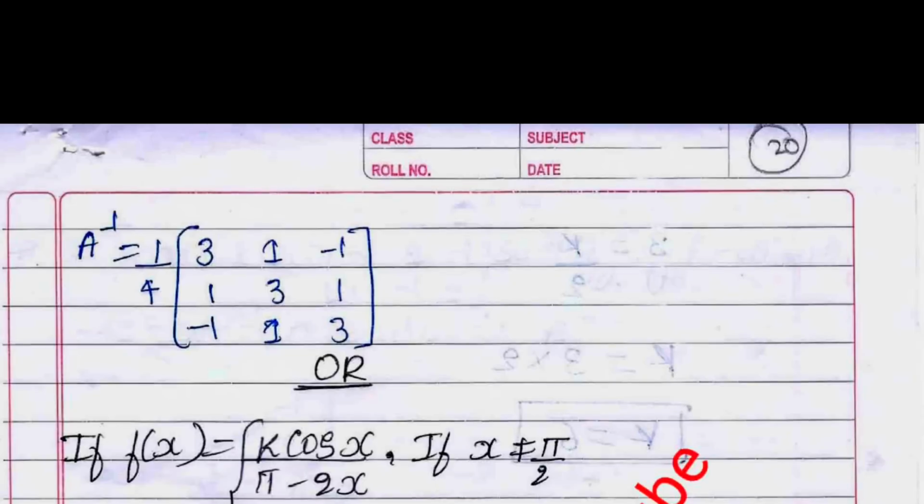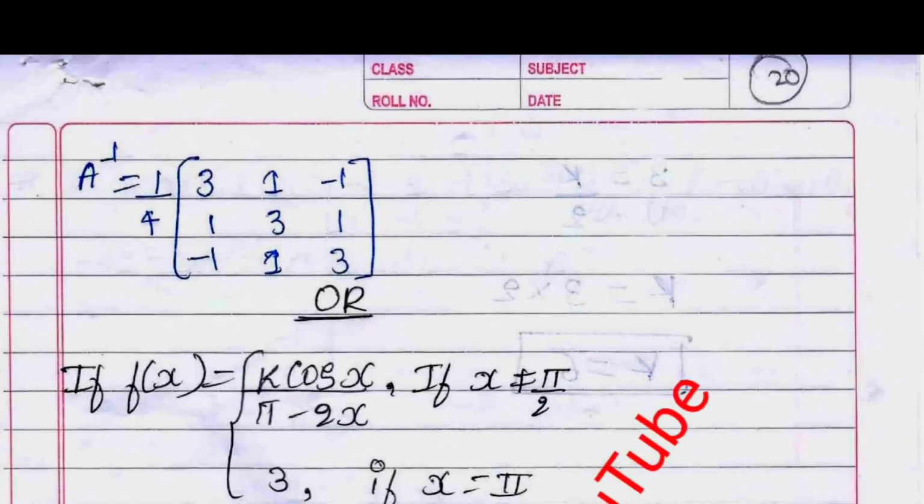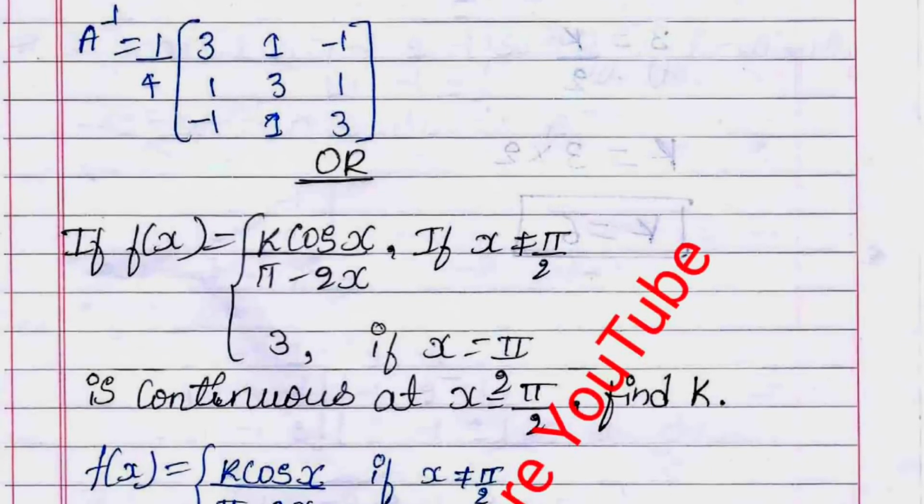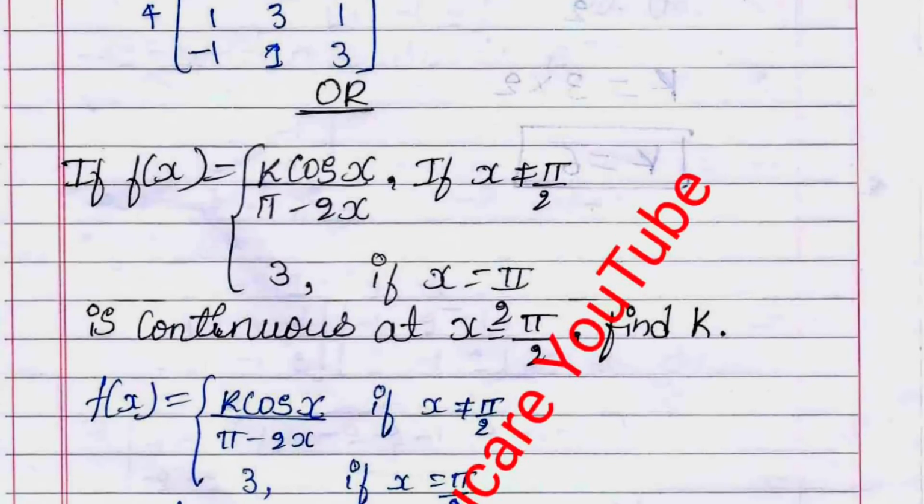Or if f(x) = k cos x by (pi - 2x) if x is not equal to pi by 2, and 3 if x is equal to pi by 2, is continuous at x = pi by 2, find k.